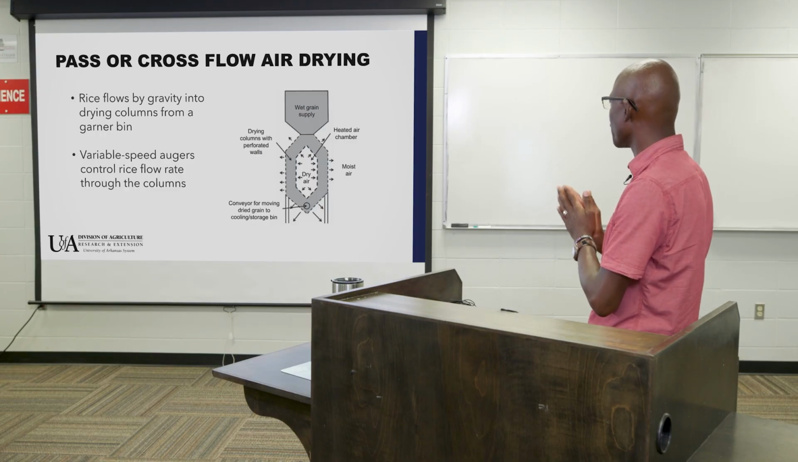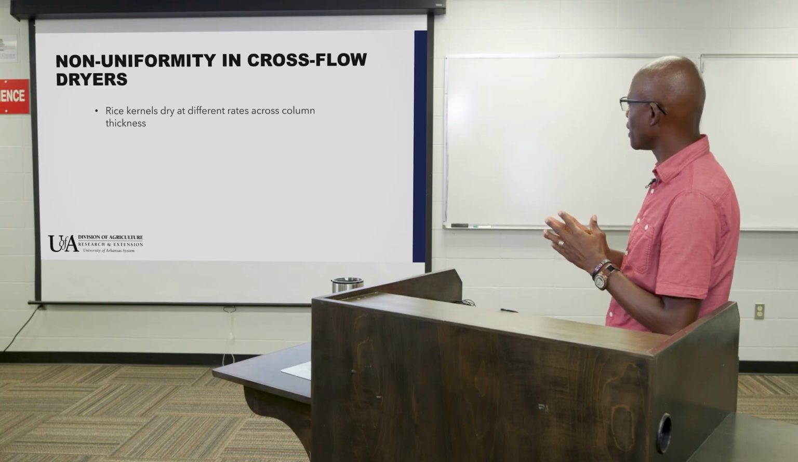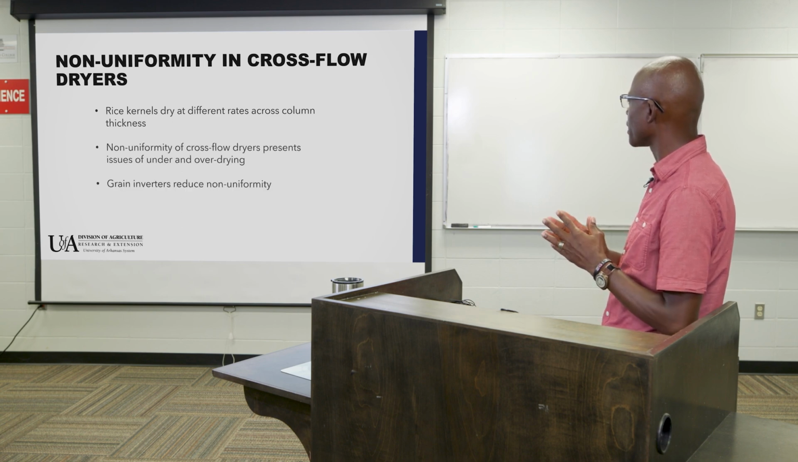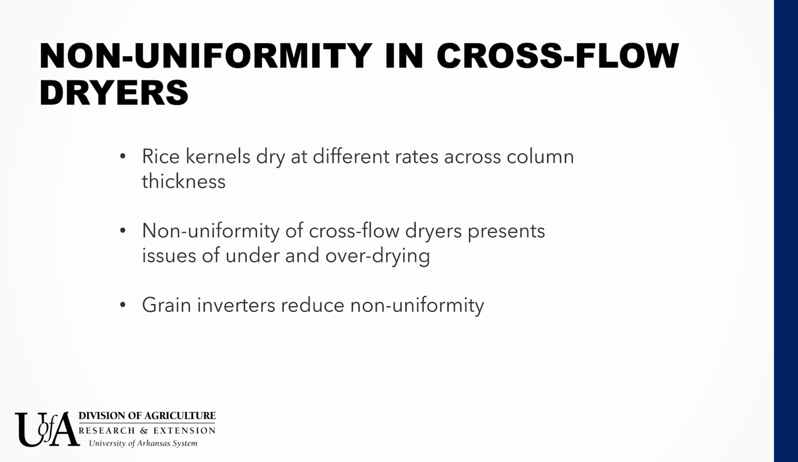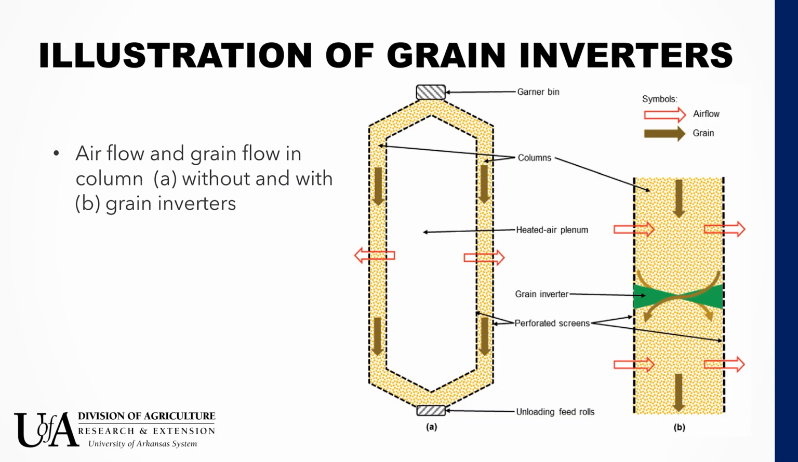Because the grain is moving in this column and is experiencing different heat depending on how far it is from the hot air side, you'd expect some non-uniformity of that grain as it passes through this column. And because of that non-uniformity, we end up with under-drying and over-drying. And that brings the necessity of what we call grain inverters within this system to reduce that variability in moisture content of the kernels. This figure here illustrates the grain inverters.